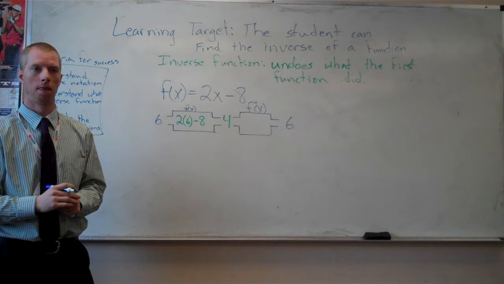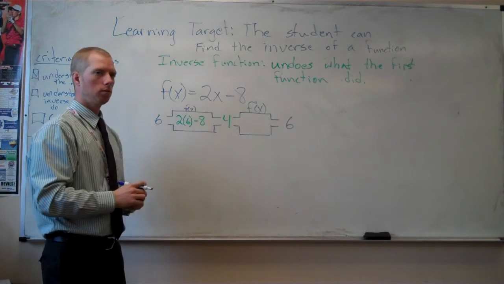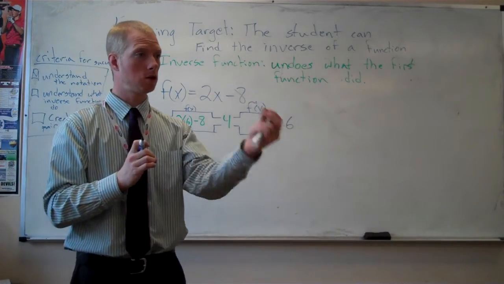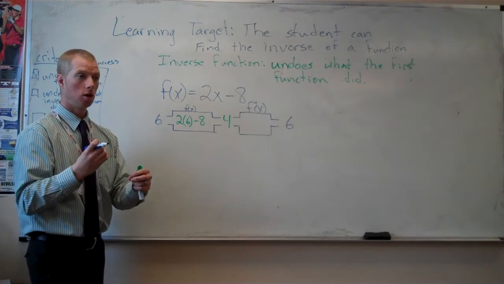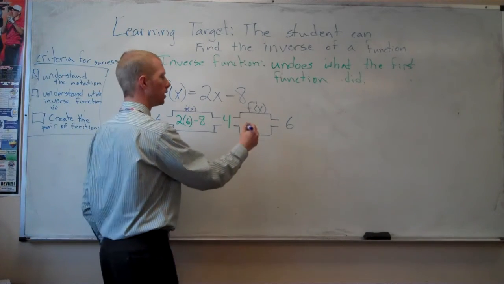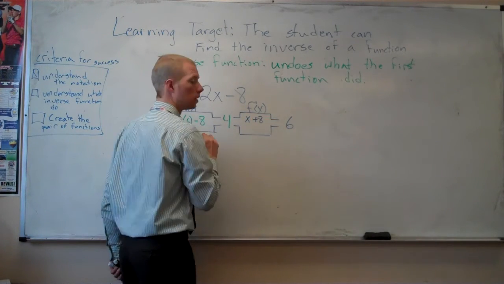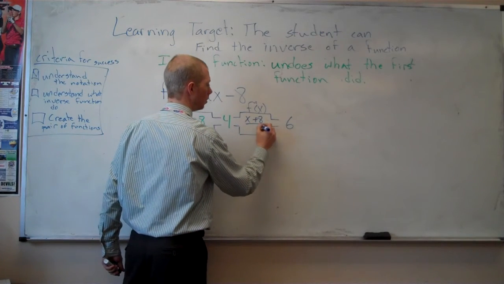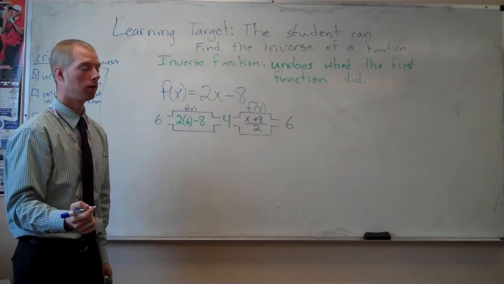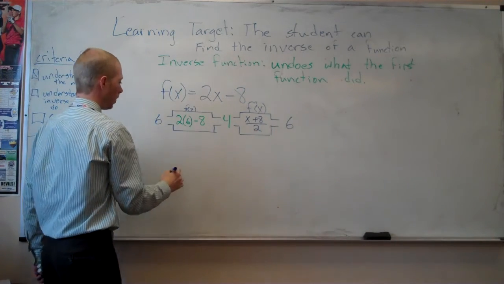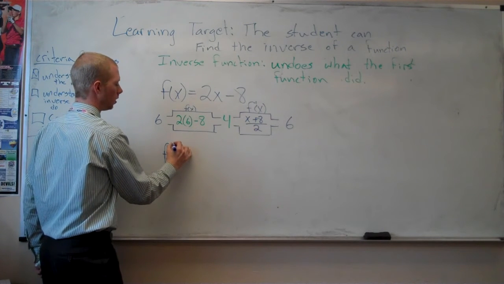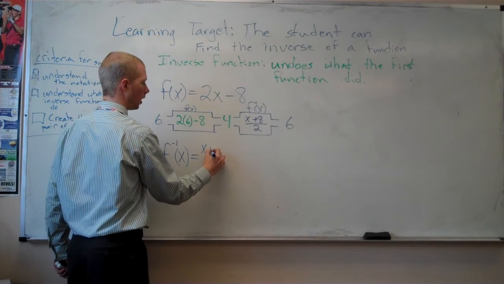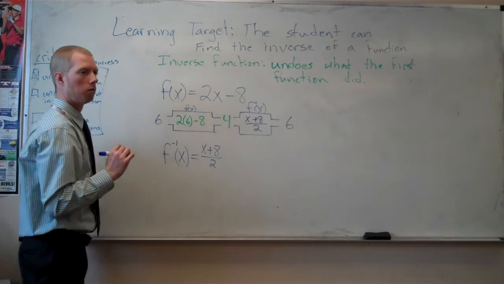How do we undo that? Okay? Think about what you did. First you multiplied by 2, and then you subtracted 8. So if I'm going to undo those, the first thing I have to undo is to take x and add 8. So if I take 4 plus 8, I'm at 12. And then I need to divide by 2. That would give me 6. So the inverse function becomes f negative 1 of x equals x plus 8 over 2.